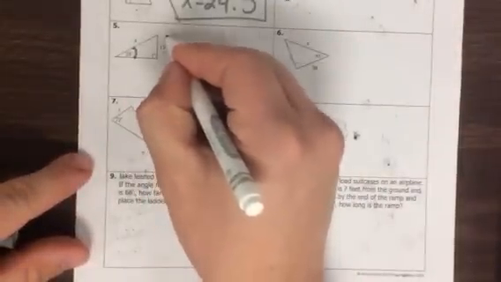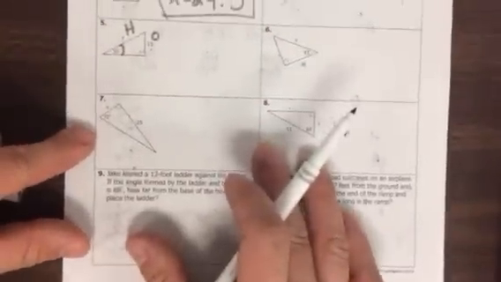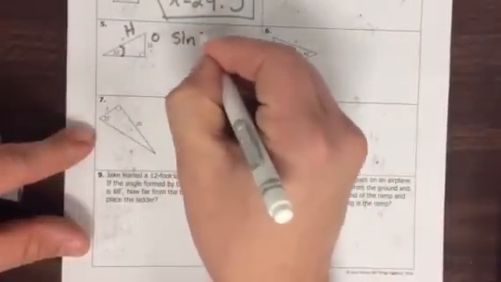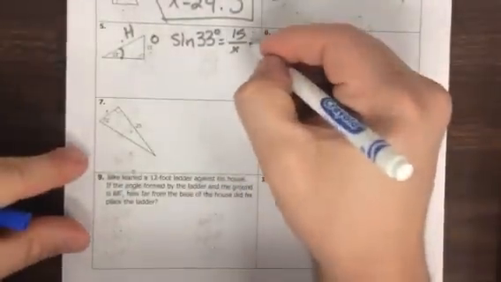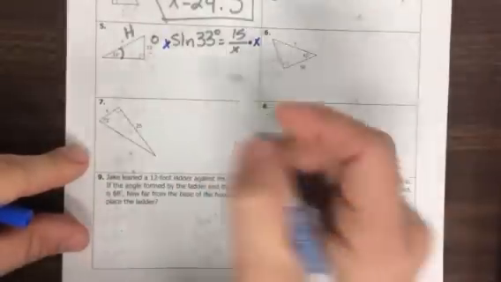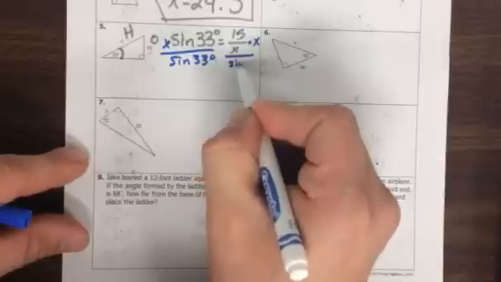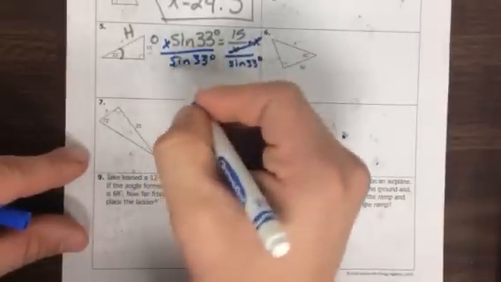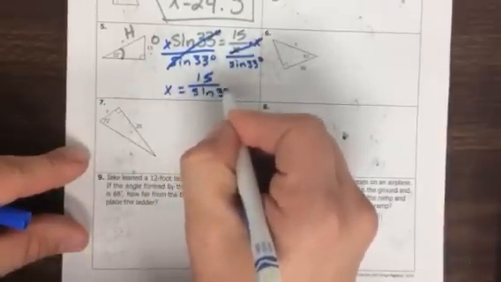Looking at number 5. Again, I know the opposite and I'm looking for the hypotenuse, O and H. That would be a sine problem. So I'm going to say the sine of 33 degrees equals 15 over x. When I look at this problem, I'm going to multiply both sides by x, and then divide both sides by the sine of 33 degrees. The x's will cancel. The sines will cancel. I'll say x equals 15 over the sine of 33 degrees.